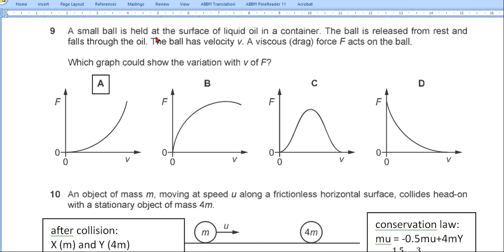A small ball is held at the surface of liquid oil in a container. The ball is released from rest and falls through the oil. The ball has velocity v. A viscous drag force F acts on the ball. Which graph could show the variation of F with v? I think the force should be increasing with velocity, and not increasing and then decreasing. So answer A.